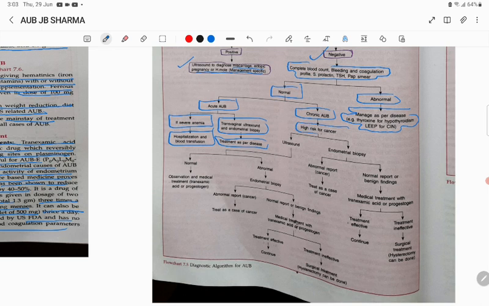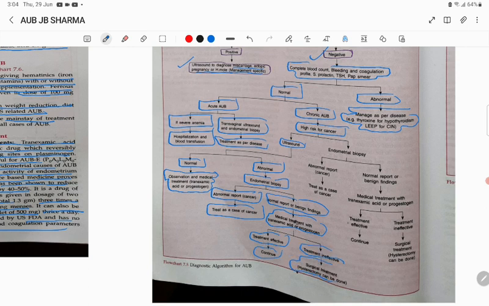Chronic AUB, high risk for cancer: ultrasound to see for normal or abnormal thickness. If normal, observation or medical treatment with tranexamic acid and progesterone. Abnormal endometrial biopsy report, cancer, treated as cancer. Normal or benign report pending, medical treatment with tranexamic acid and progesterone. If effective, continue. If treatment is ineffective, surgical management of hysterectomy can be done.